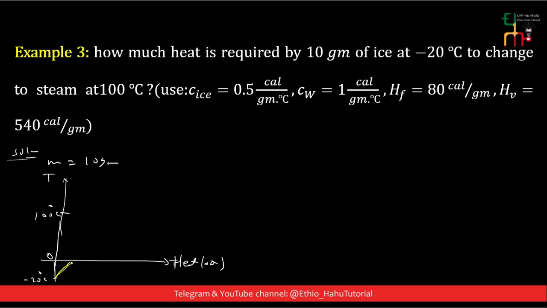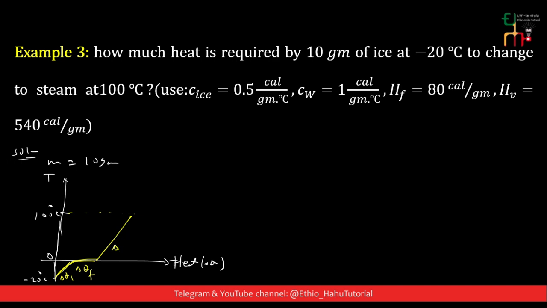To increase the temperature of ice from negative 20 degrees Celsius to 0 degrees Celsius, we need to add heat delta Q1. Once 0 degrees Celsius is reached, upon adding delta QF, heat of fusion, the temperature of the ice remains the same, but there is a phase change from solid state to liquid state. Once we have liquid state, upon adding heat to the liquid, the temperature will increase up to 100 degrees Celsius.